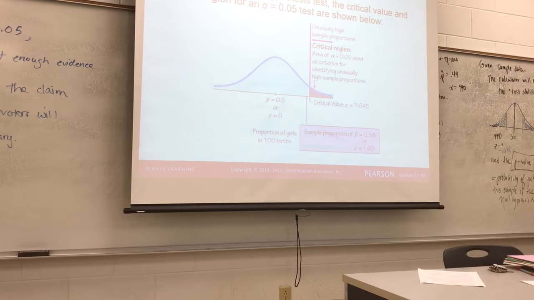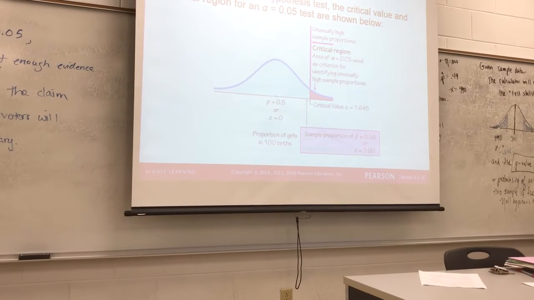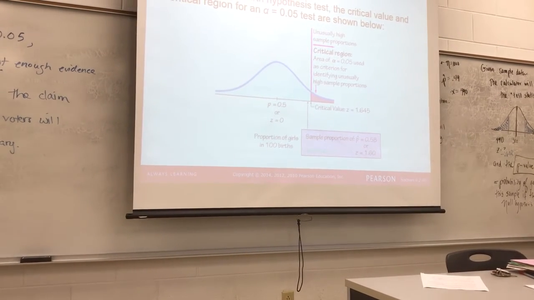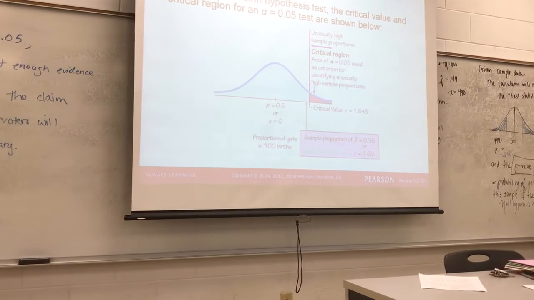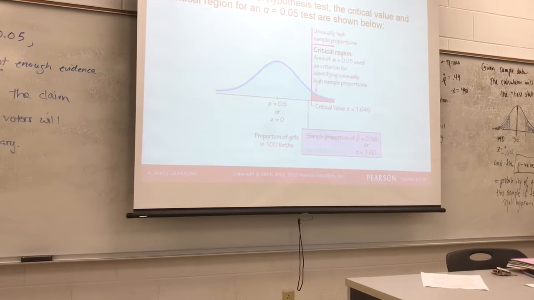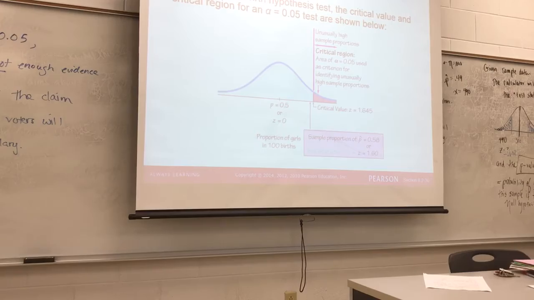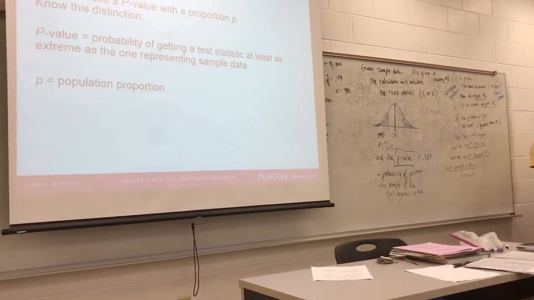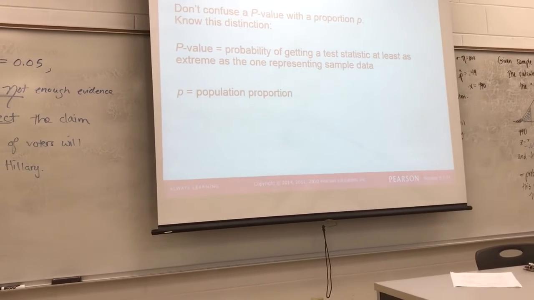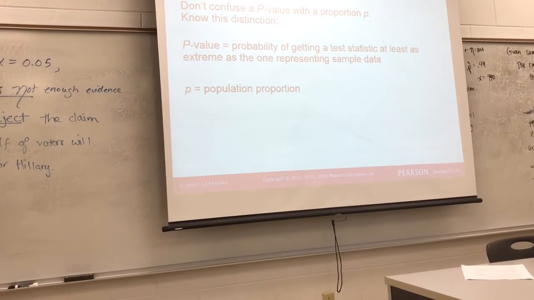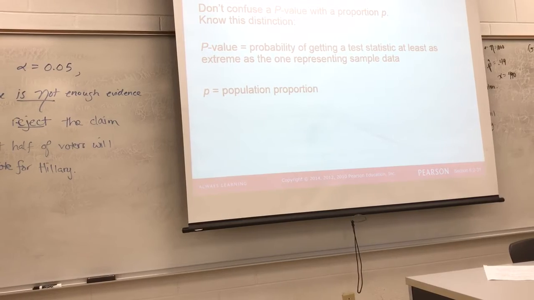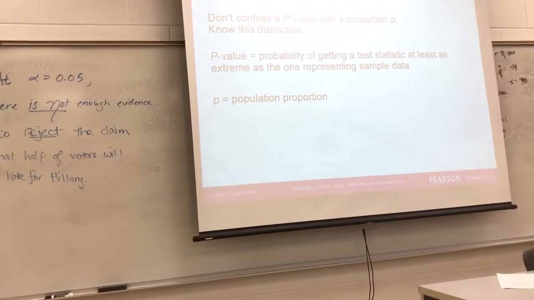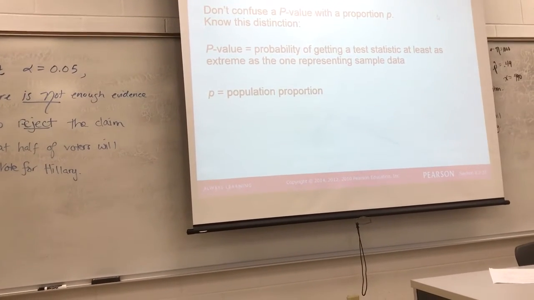Alpha is what we're saying is too far off, too unlikely. If the p-value is less than that, then that's definitely too unlikely to believe, and we reject H0. Whereas in this case, it was not too unlikely, and so we failed to reject. There is a caution about keeping your p's straight. There's p-value, there's proportion, there's p hat, right? So you do have to be careful.